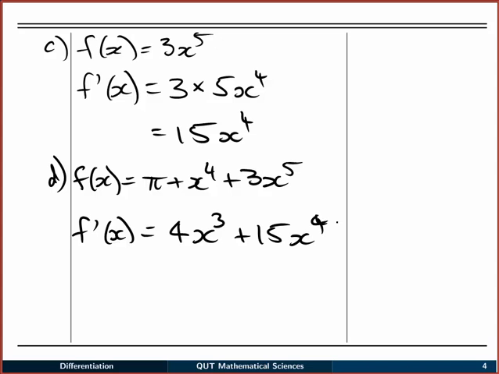And then we have the first four examples, differentiating common functions. Here, all sorts of constants and multiples of powers of x.